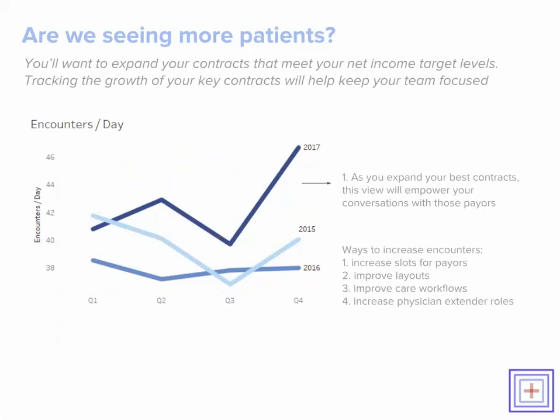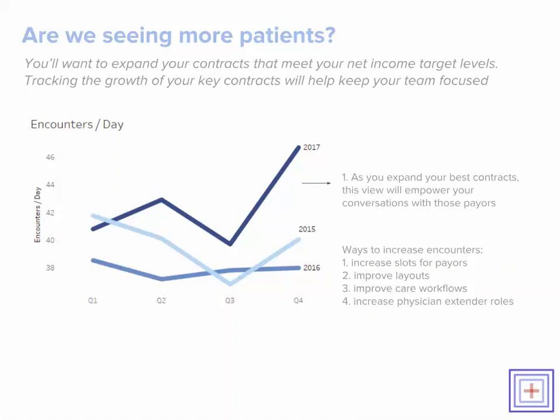Here we're looking at patient volume, essentially. So what are the encounters per day for the specific payer? In this case, we've seen an increase. If this is a great contract, you want to make sure that you increase your relationship with them. And by great, I mean they pay on time, they pay well, and they're just good for your business in the long run. So you want to increase slots for payers.